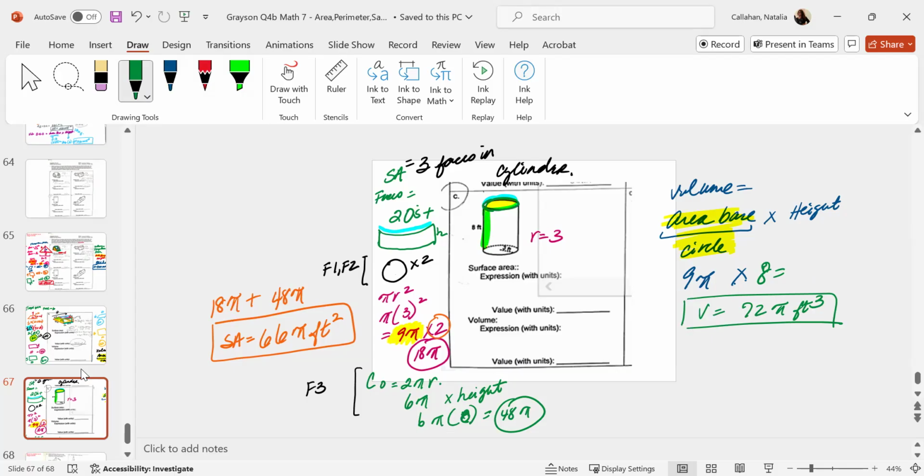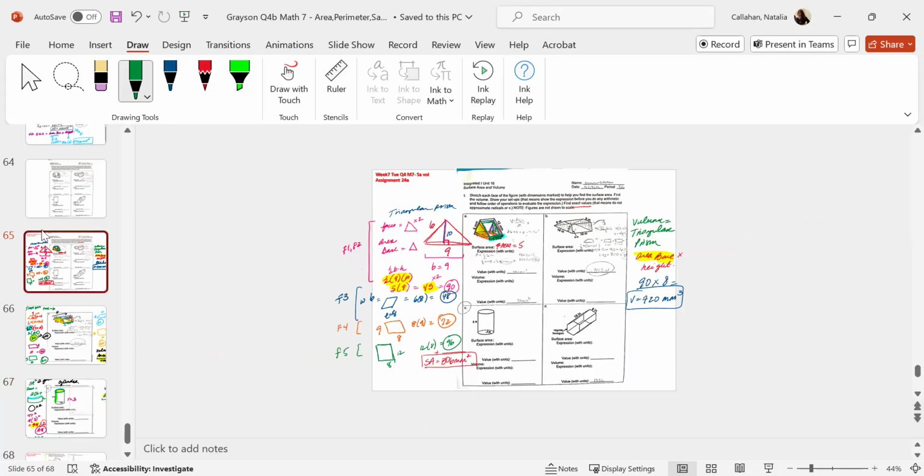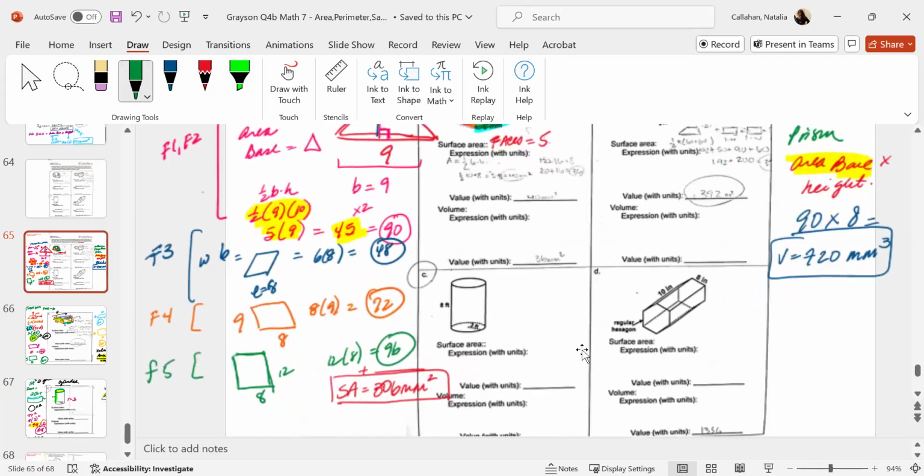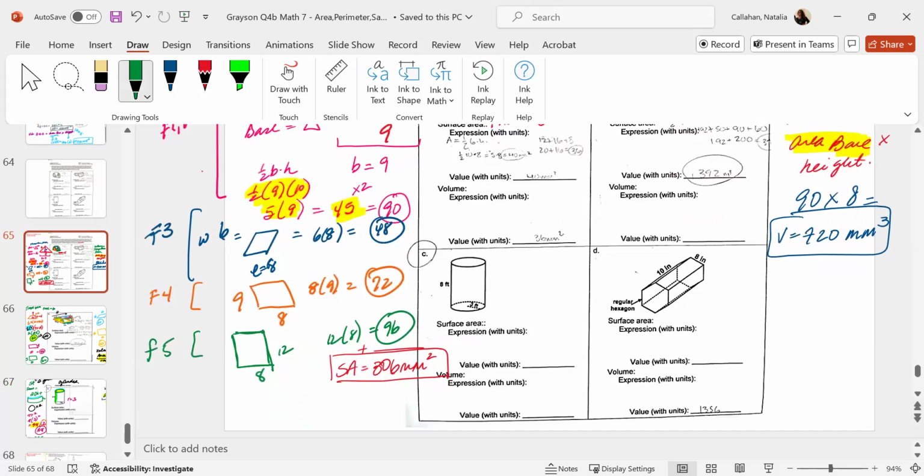Okay. All right, we got this weird shape thingy, which is going to be kind of a pain, but that's okay. We'll figure it out.